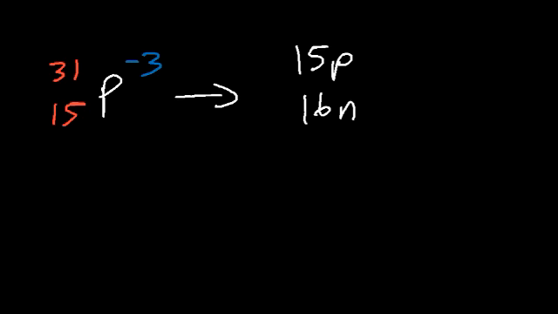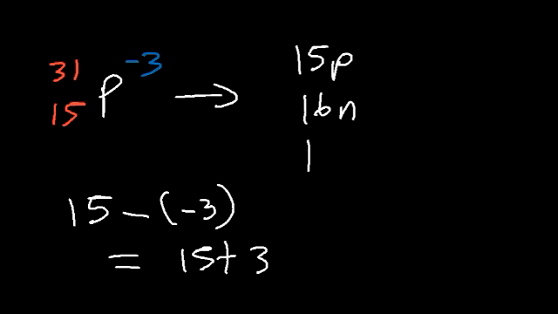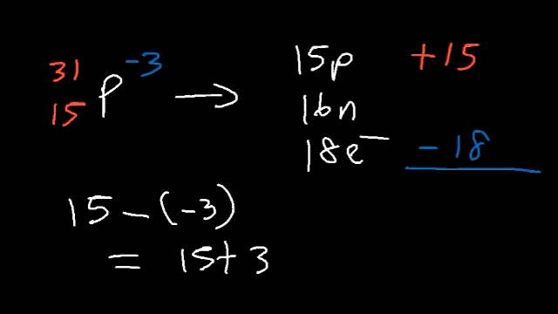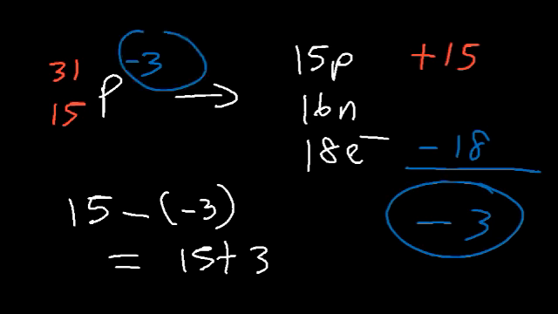To calculate the electrons, it's the atomic number minus the charge. 15 minus negative 3 is the same as 15 plus 3, which is 18 electrons. If you add up the charges, we have a net charge of +15 from the 15 protons and a net charge of -18 from the 18 electrons. So the overall charge, 15 plus negative 18, is negative 3. Whenever an ion has more electrons than protons, it has a net negative charge. If it has more protons than electrons, then the overall charge is positive.